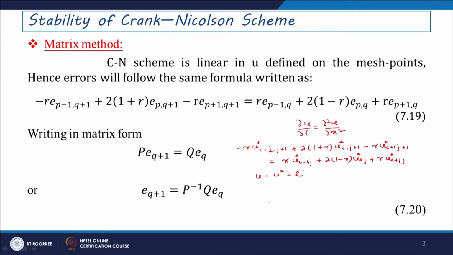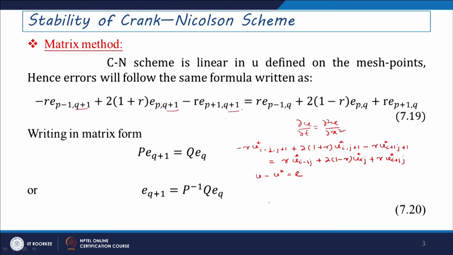So, if you express this complete system of equations, where p varies from 1 to n minus 1 and q varies from 1 to n minus 1, then we have n minus 1 equations, and we can formulate a matrix of order n minus 1 cross n minus 1. If you express this in matrix form, we can write it as P times e at q plus 1, since the q plus 1 coefficients remain the same in each of the terms on the left hand side.